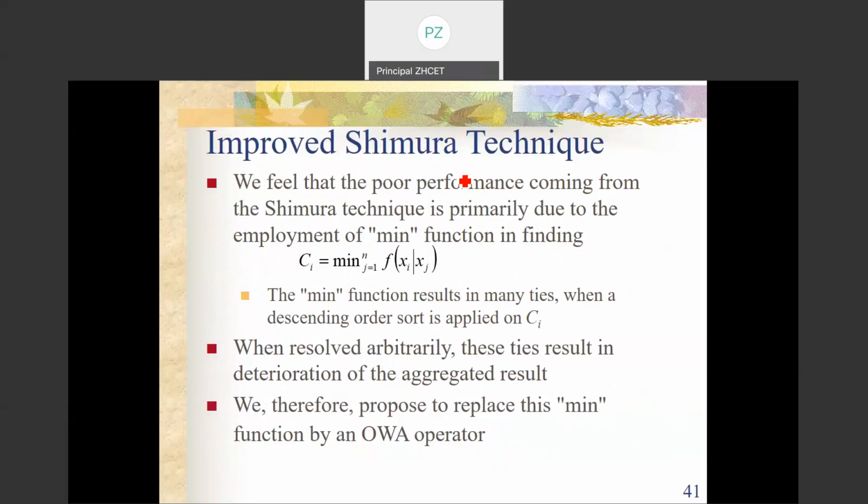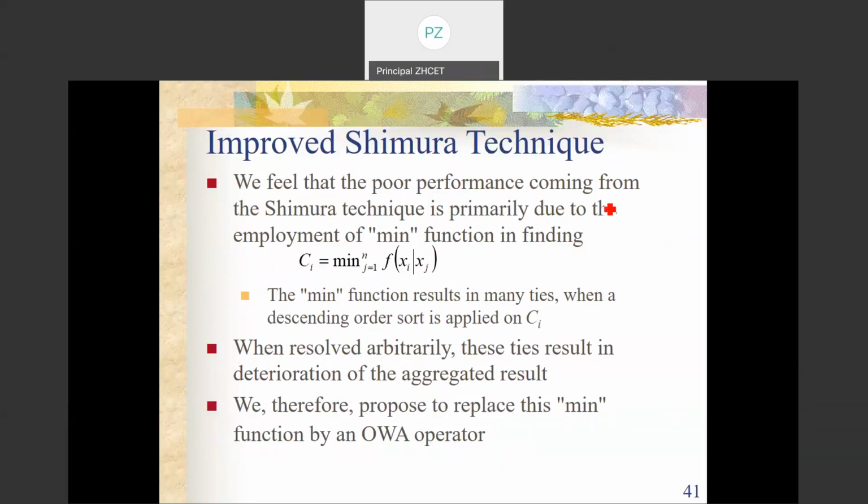The last technique that we will consider before we compare all of them. Till now we have seen Borda's method, we have seen the Shimura technique, we have seen Dubois and Prade, we have seen membership function ordering, we have seen the mean by variance technique. Now we are going to improve the Shimura technique. How do we do that?